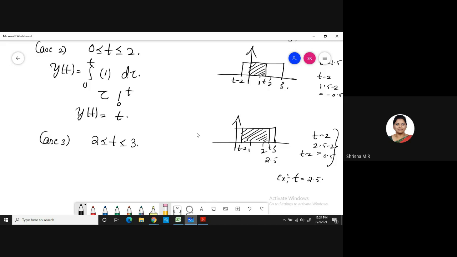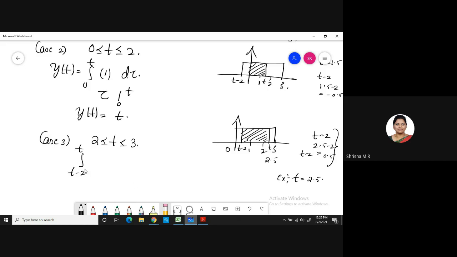So if t is between 2 and 3, t minus 2 is between 0 and 1. So what is the overlapping space? t minus 2 to t. So 2.5, 0.5 are just examples. You can take anything. You can take 2.1. Between 2 and 3, you can take any value. I've just told you one example, 2.5.